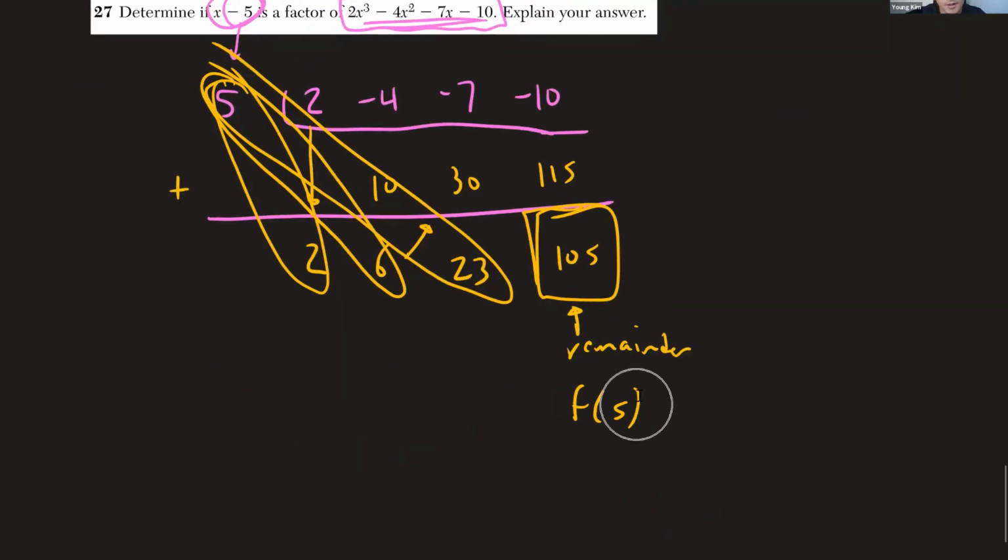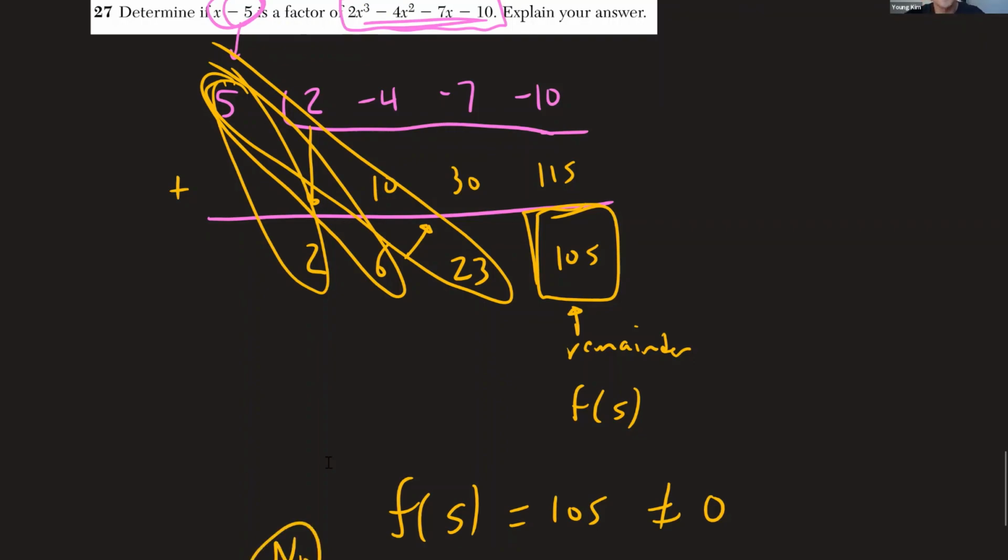So f of 5 is equal to 105, which is not equal to 0. So the answer is that 5 is not a root, and by the factor theorem, x minus 5 is not a factor. So it's no. Okay, and that's it.